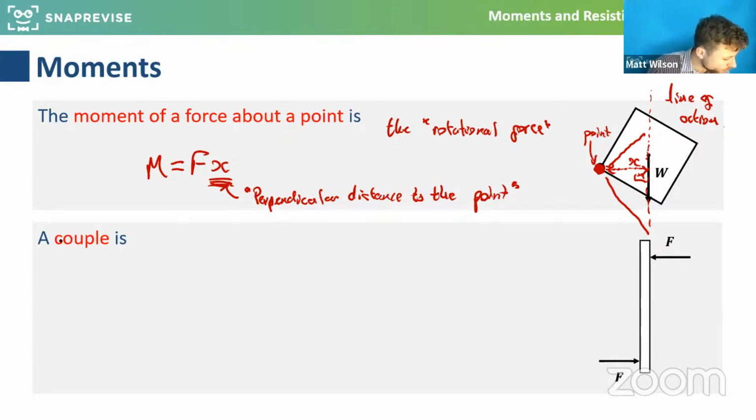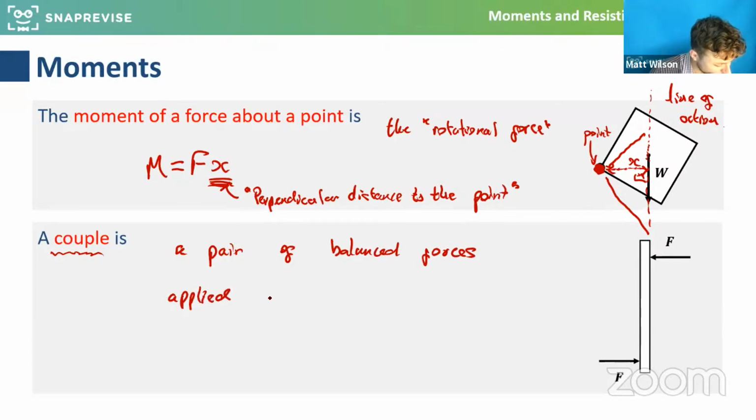Good. Okay. So we'll look at some examples of calculating moments. But first of all, we're going to mention a special type of moment called a couple, or a special type of moment called a torque, which is the type that is caused by a couple. So a couple is specifically a pair of balanced forces applied at different parts of a body.